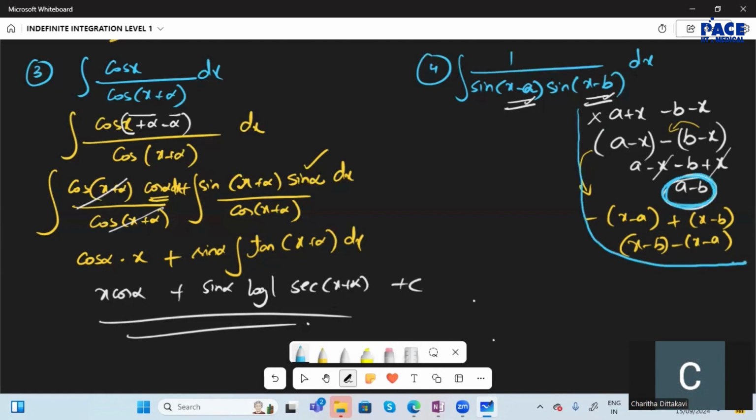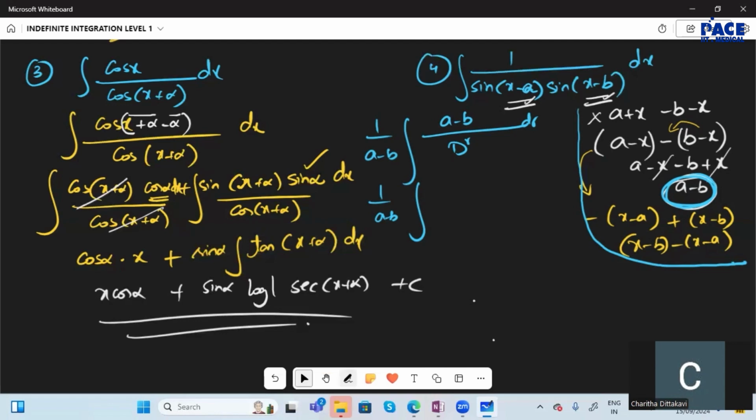This a minus b is what I'm multiplying and dividing. So 1 by a minus b integral of, here also a minus b by all my denominator, in the same way I'm writing without any sign change. So 1 by a minus b times. So this is nothing but what I would consider here is, let me consider, oh, not just a minus b, dear, just a minute.